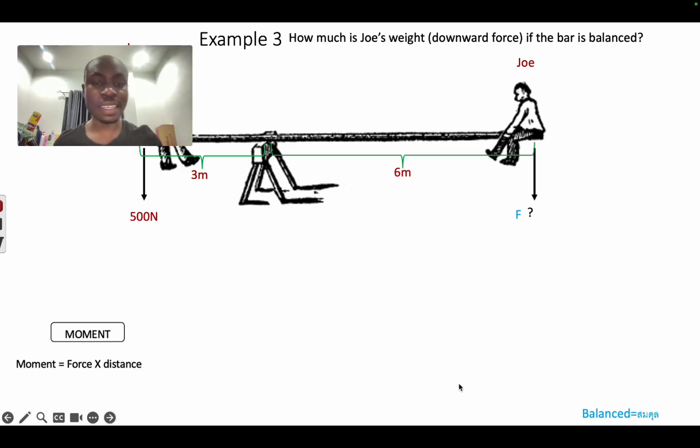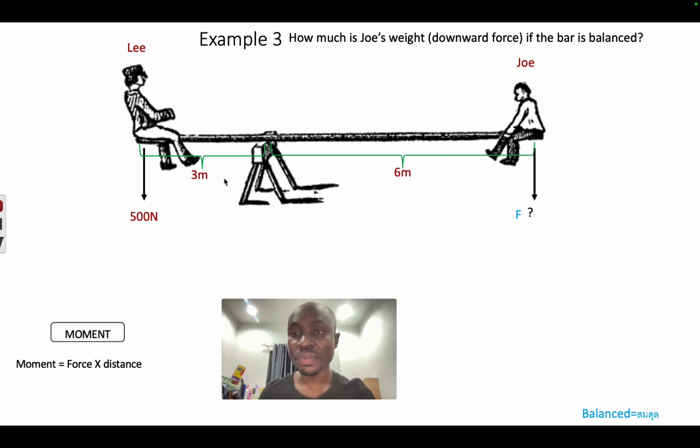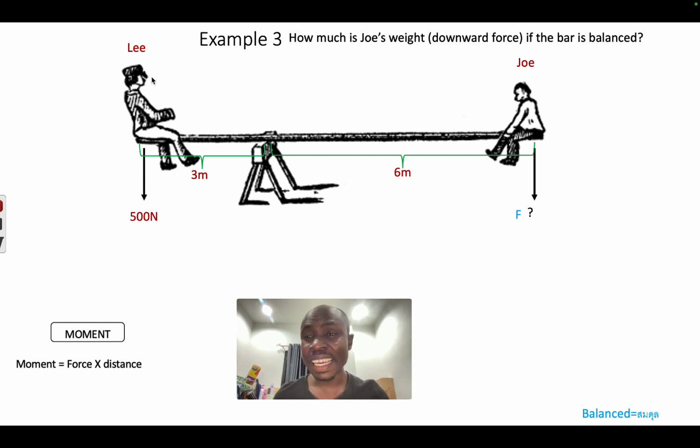Let's look at another example. We have two friends, Lee and Joe, playing the seesaw. Lee is pushing down with a force of 500 newtons, and the perpendicular distance is 3 meters.